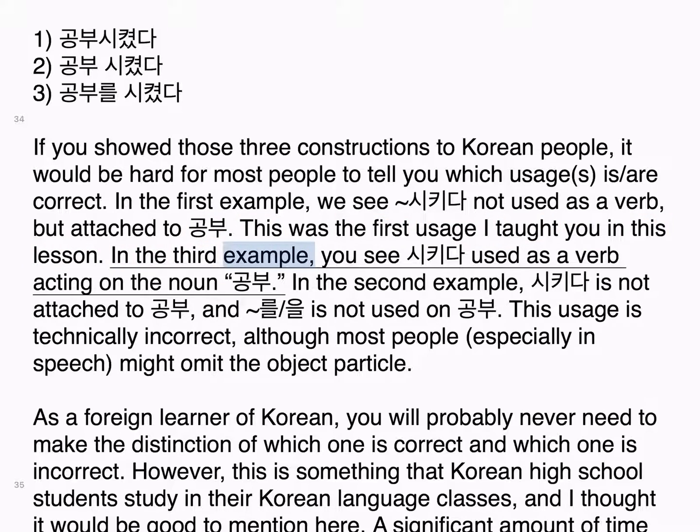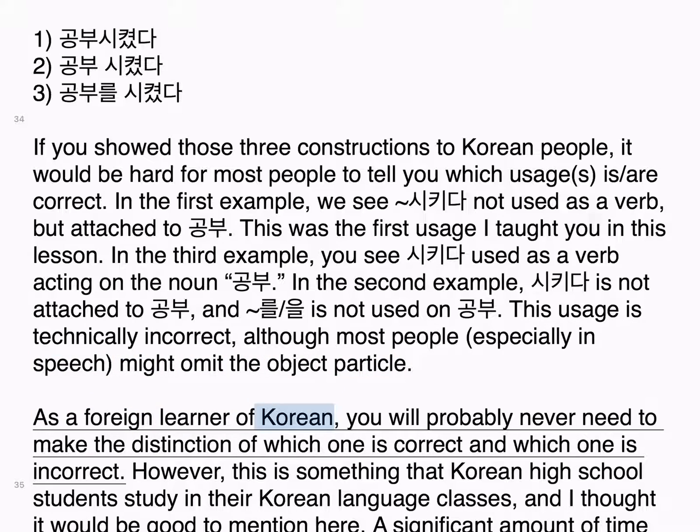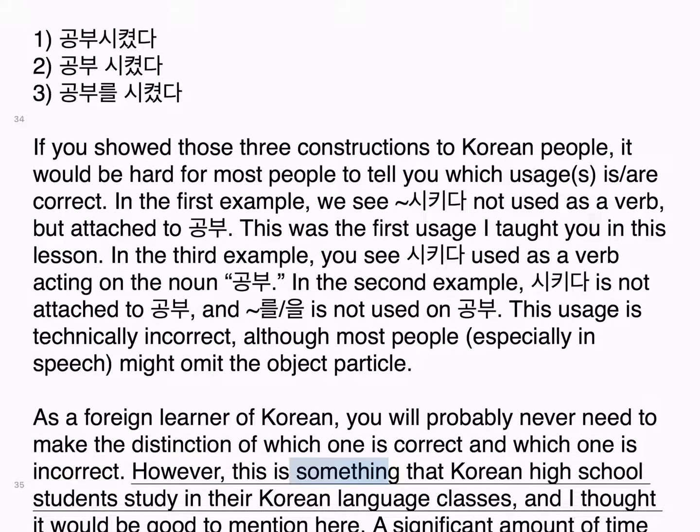In the third example, you see 시키다 used as a verb acting on the noun 공부. In the second example, 시키다 is not attached to 공부, and 를 is not used on 공부. This usage is technically incorrect, although most people, especially in speech, might omit the object particle. As a foreign learner of Korean, you will probably never need to make the distinction of which one is correct and which one is incorrect. However, this is something that Korean high school students study in their Korean language classes, and I thought it would be good to mention here.